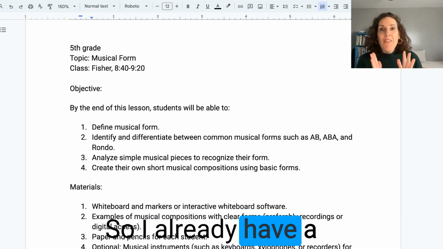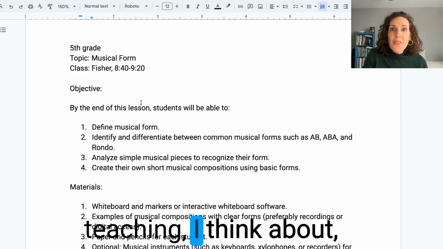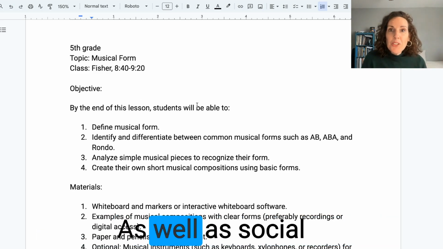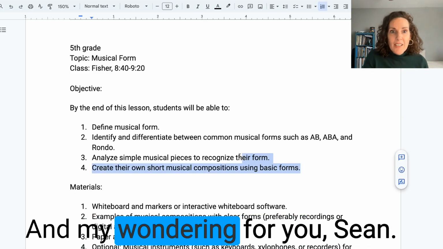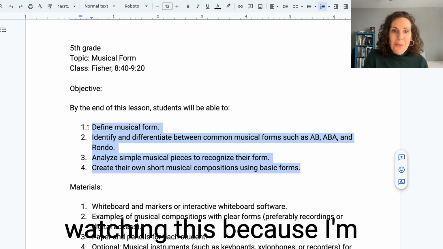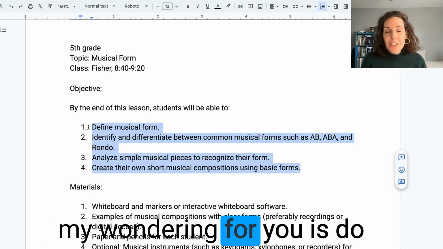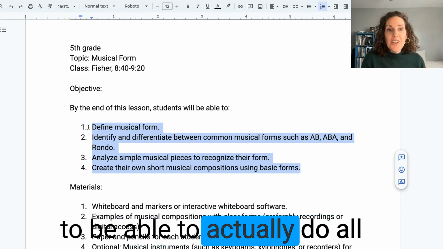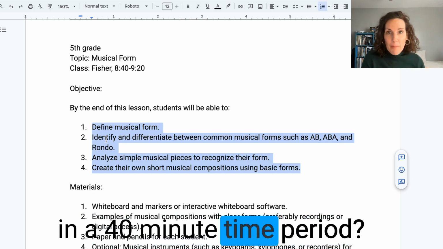So I already have a question for Sean. When I think about equitable teaching, I think about students' needs academically, as well as social and emotionally. And my wondering for you, Sean, and I know that you're watching this because I'm using your lesson for this, is, do you think that you're going to be able to actually do all of these things in a lesson in a 40-minute time period?